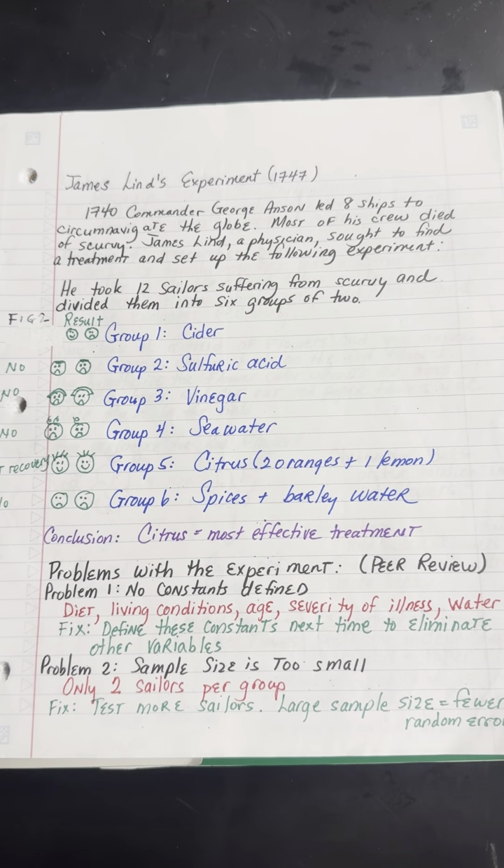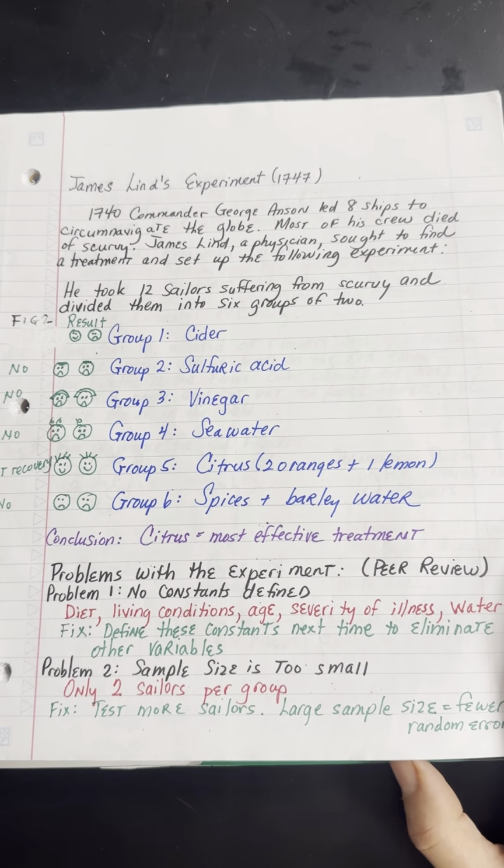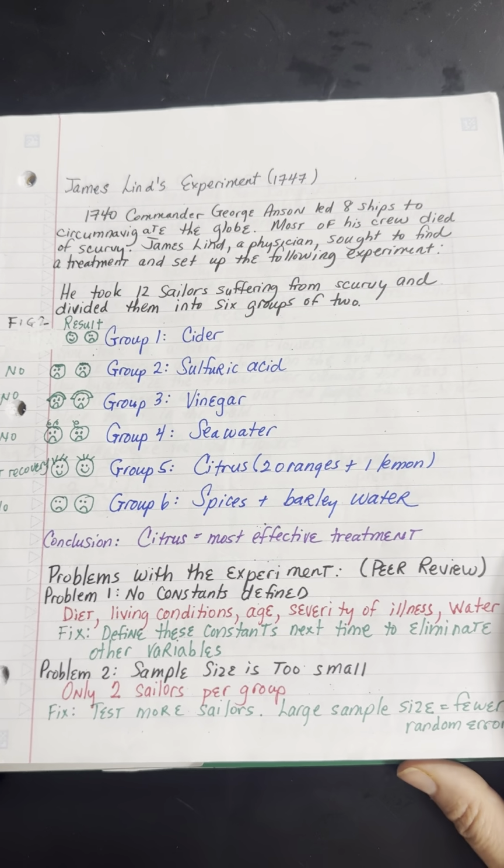So we're doing the James Lind experiment first, actually, because it's in my notes first, and then I'll get to the bee and the flower experiment. The James Lind experiment took place in 1747.